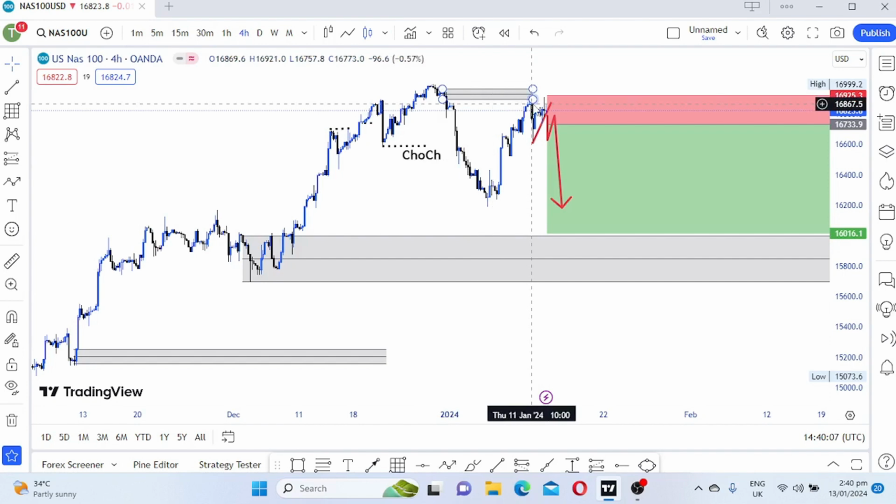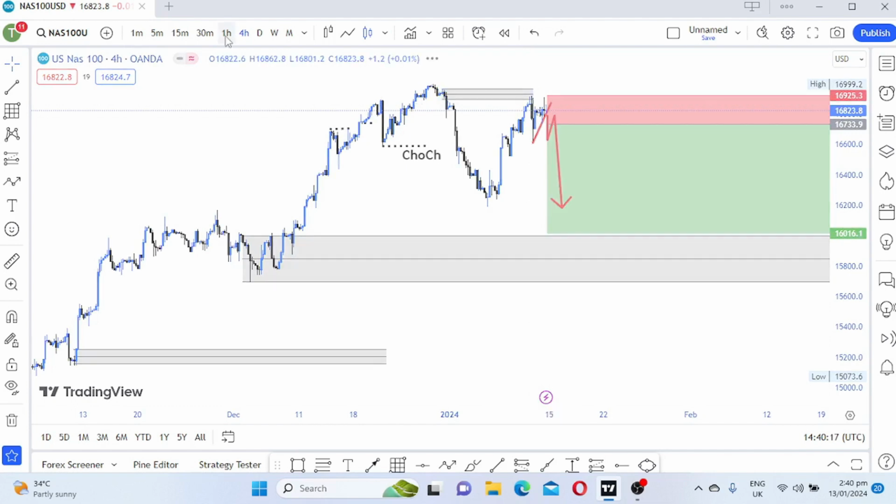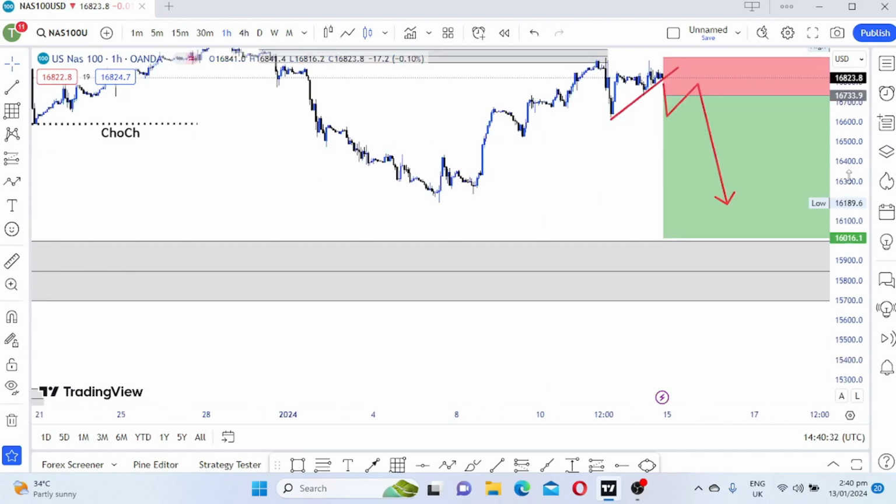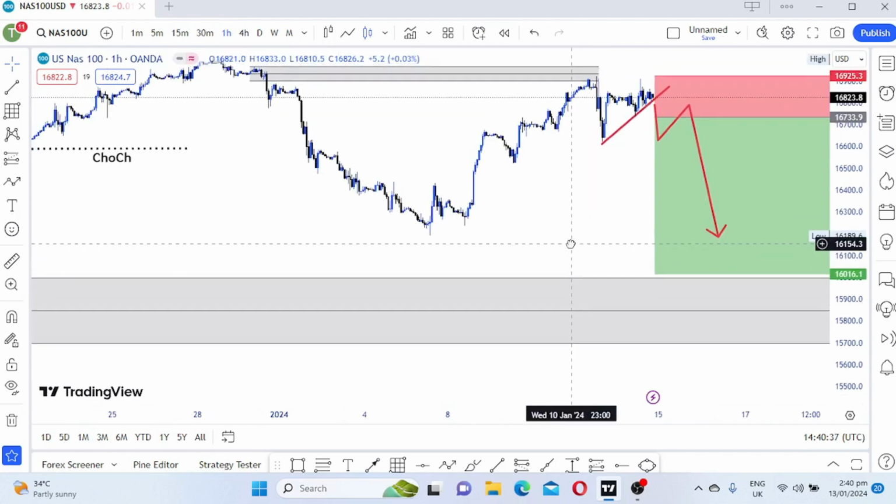We already tap into this supply zone that is up there. So now what we do, let me just quickly go on H1. As you can see on H1 here, now I'll be waiting for a break of this trend line. Once we break this trend line, then we have a pullback, then I'll sell.